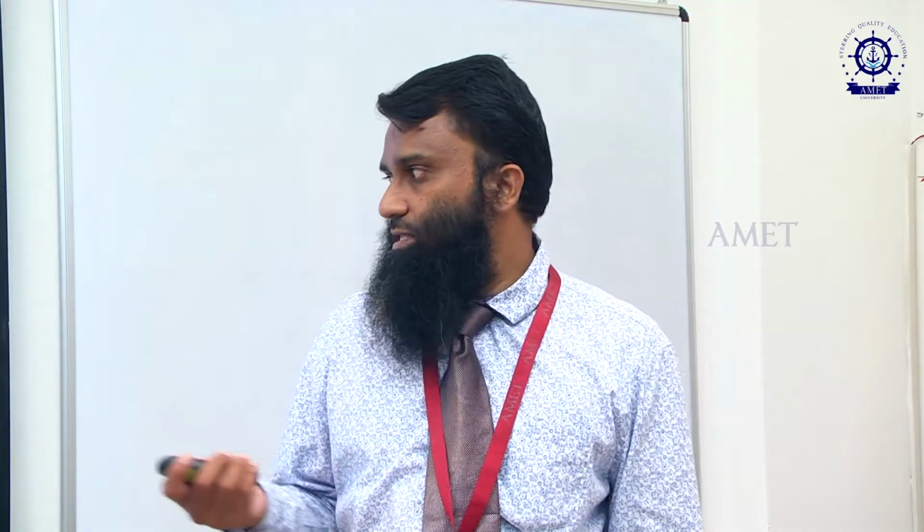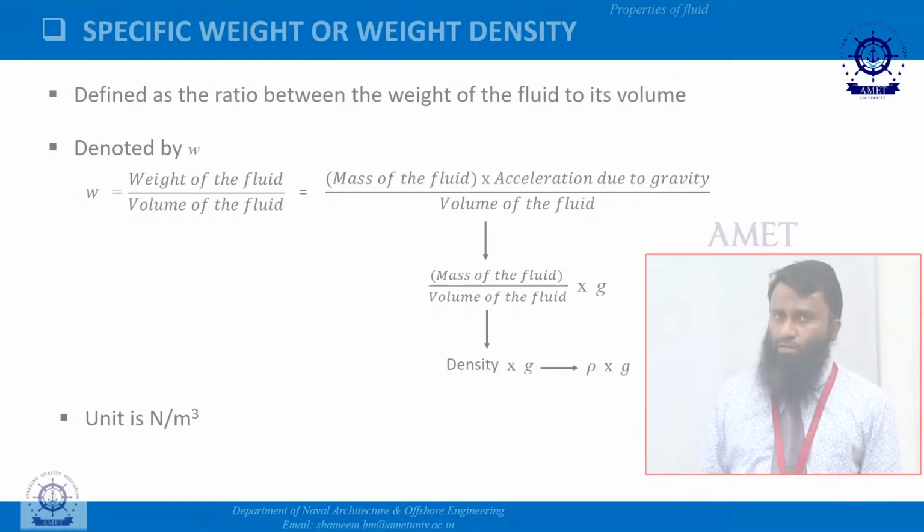So, we have units gram per centimeter cube, or kg per meter cube, or ton per meter cube. The density of fresh water we usually take as 1 ton per meter cube or 1000 kg per meter cube, and the density of sea water is usually taken as 1025 kg per meter cube or 1.025 ton per meter cube. It is not a constant, it will always vary, because the density will vary depending upon the temperature also. So, that is the mass density.